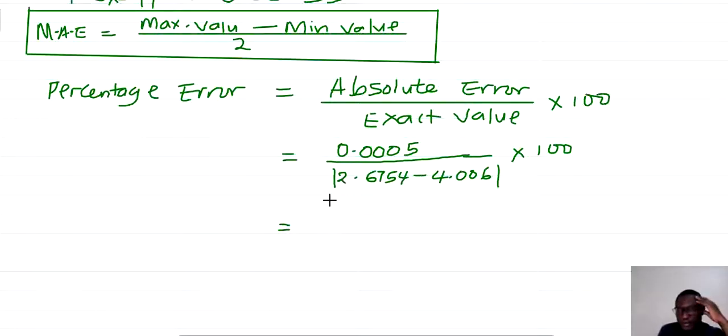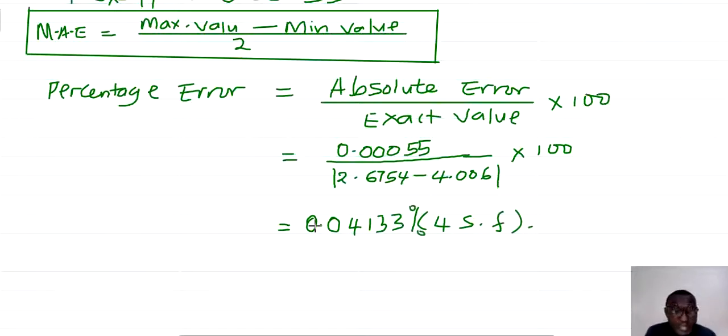So when you subtract in the denominator here, 2.6754 minus 4.006, you are going to get a negative value. But because of the magnitude signs, the negative is absorbed such that we have a positive value here. So this is giving us 0.0413, to 4 significant figures, percent. So I have reached the end of the solution to our question here.